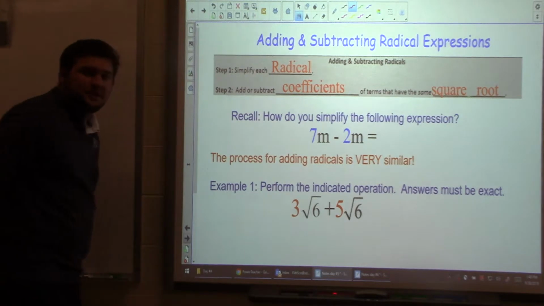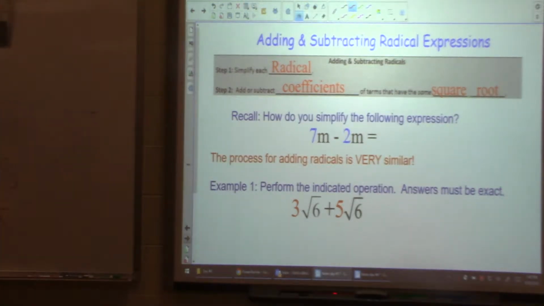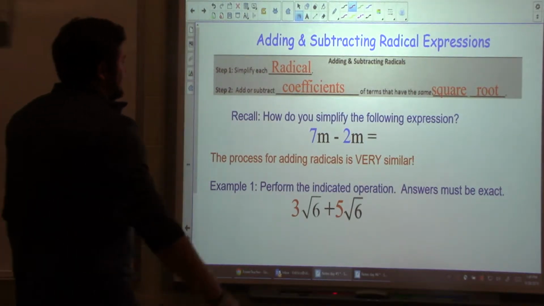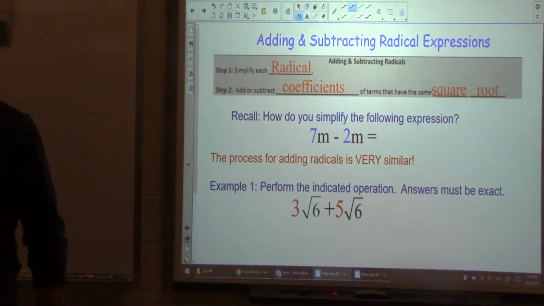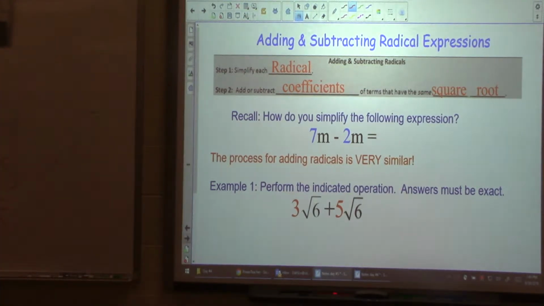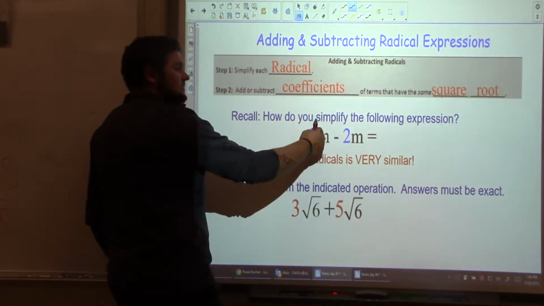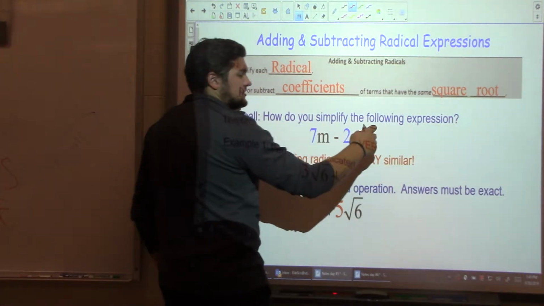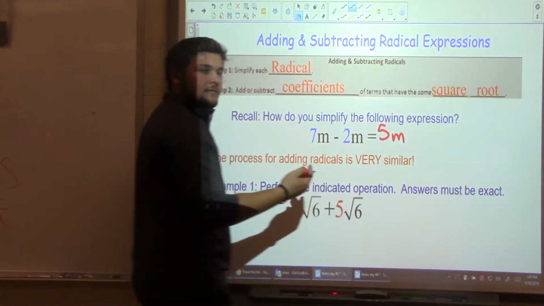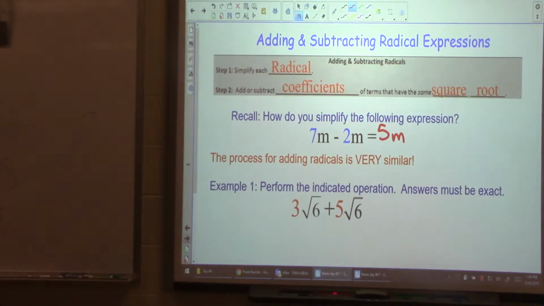Step 1. You're going to simplify each radical as much as possible. That's what you learned how to do on Friday. Step 2. Then we can add or subtract coefficients of terms that have the same square root. It's just like adding with variables. You can only add like terms, things with the same variable, m and m. 7m minus 2m, we do 7 minus 2 is 5m. Same thing with radicals. It must be the exact same under the radical for us to be able to add or subtract it.